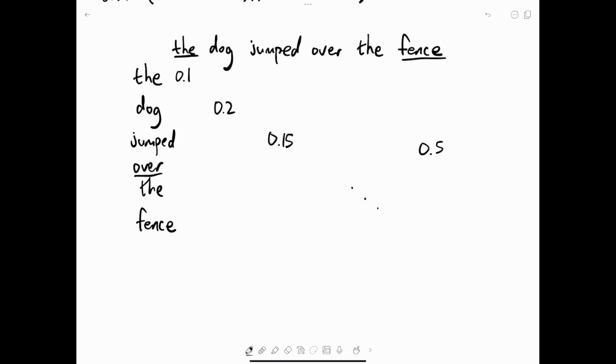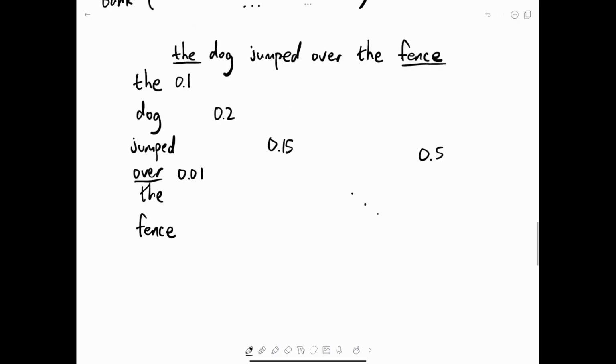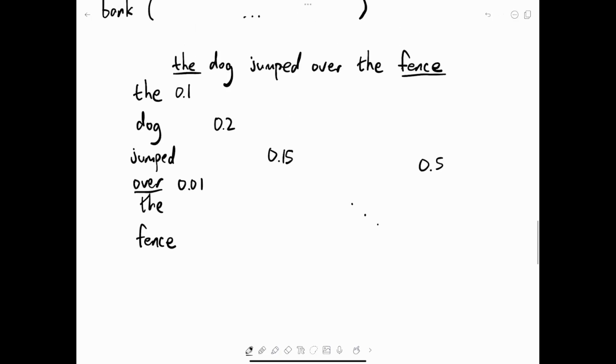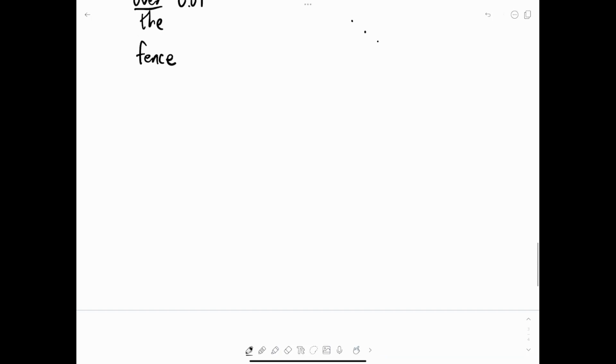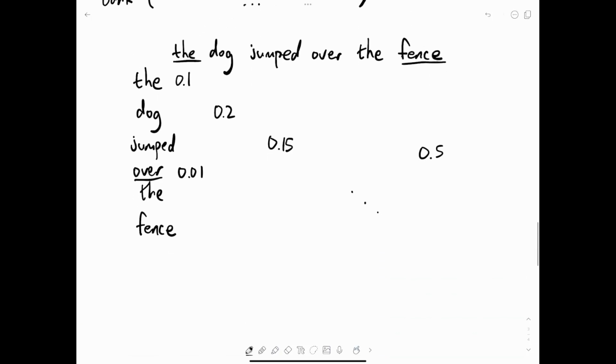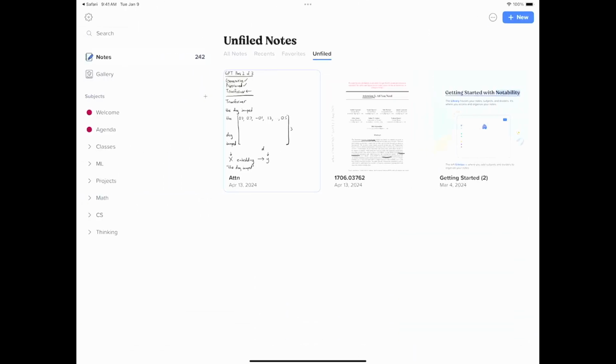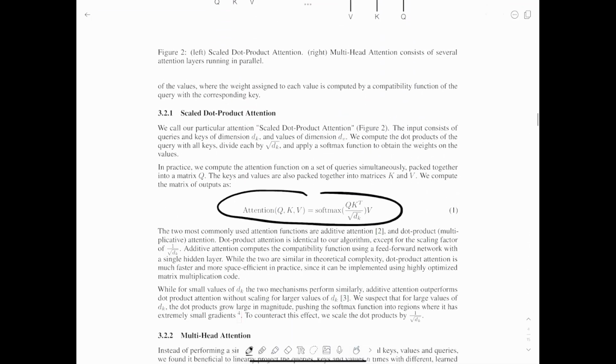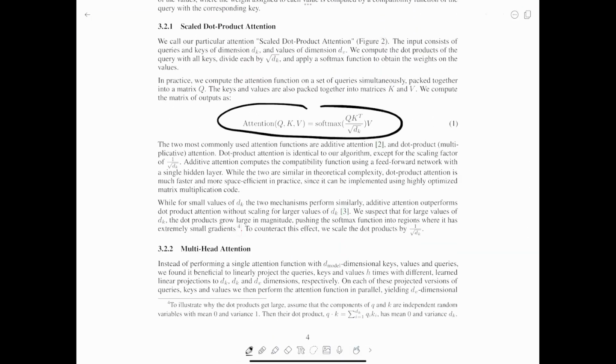So over and the here might have a higher attention score, but this word over does not really have much relationship to this word the. And so this might have a very low attention score. And we'll make a matrix that represents the attention scores of the input. So how exactly do we do this? The paper gives us this equation. Attention equals softmax of QK transpose over the square root of d_k, times V.